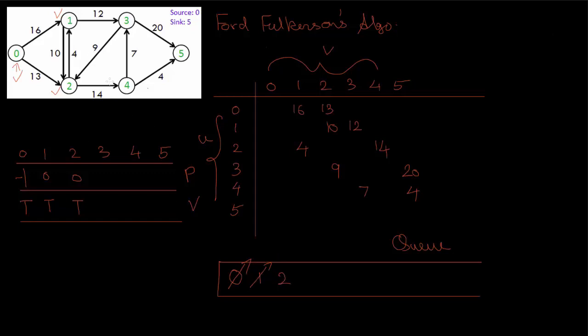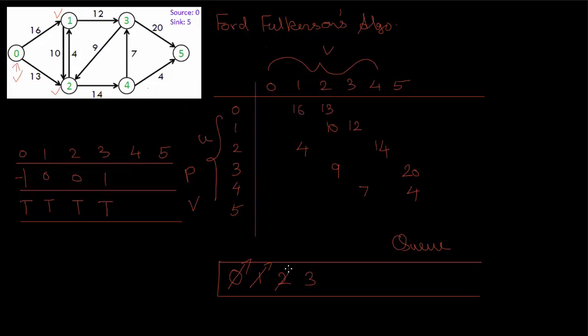You do the same. What are the possible paths for 1 to take? There's an arrow from 1 to 3 and there's an arrow from 1 to 2. But 2 is already visited, so you can't do it twice. That's why you only have to put in 3. So I put in 3, I say that 3 is visited, and I know the parent of 3. The parent of 3 is 1.